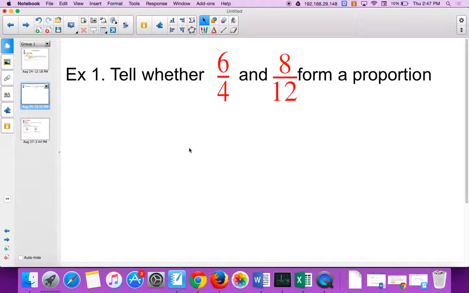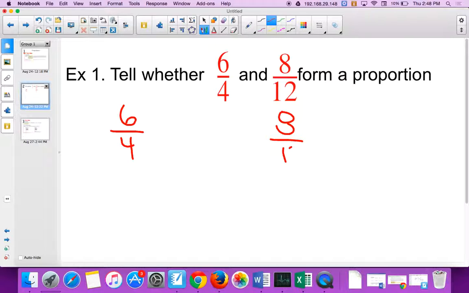Okay. Tell whether 6/4 and 8/12 form a proportion. That is the first example we're going to look at. In this one, we're going to use a common denominator. The first one is 6/4, and the second one is 8/12. The first thing that comes to mind when I think of common denominators is to make it the bigger number. So we're going to change 4 to a 12.